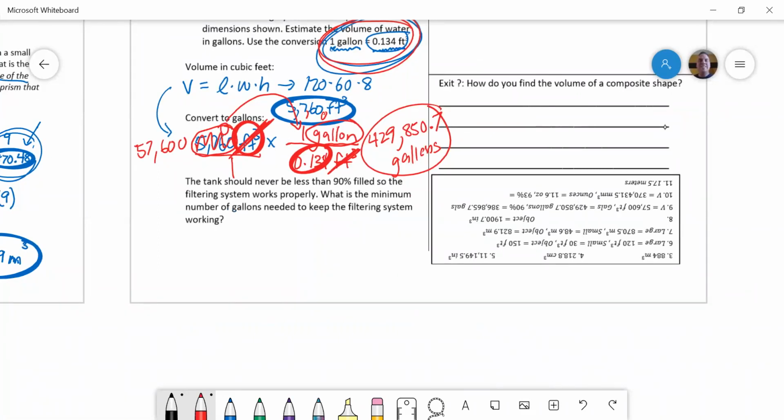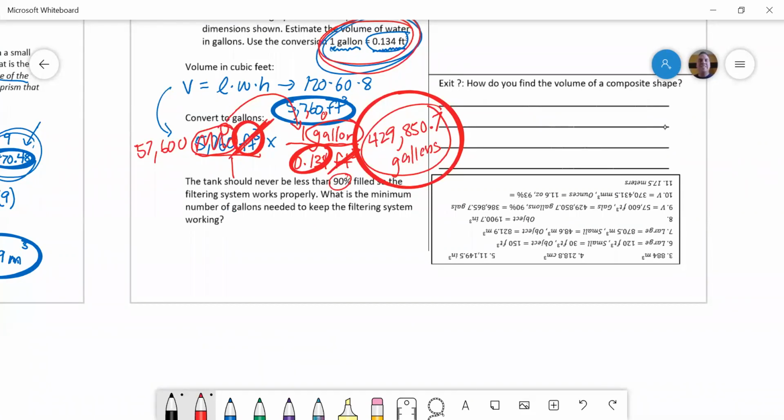Good job. So it says the tank should never be less than 90% filled, so the filtering system works properly. So they're basically saying if the water gets less than 90% full, this is full, right? That's what we just calculated. 429,850 gallons is a full tank. They're saying it can't get less than 90% filled, because if it does, then the filtering system doesn't work anymore.